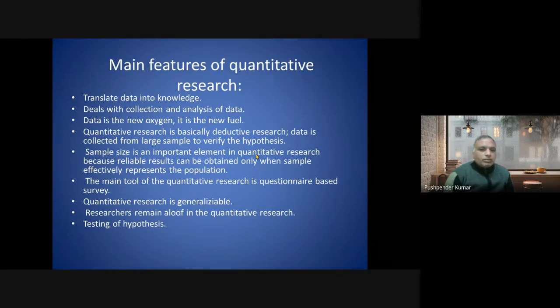Researchers remain aloof in quantitative research. The researcher is basically an outsider. He should not be biased. Whatever data he sees, whatever data he collects on the basis of standardized tools and techniques, they should analyze, they should use analytical tools, and they should not be affected by the outcome of the research. And finally, it is about testing of hypotheses.